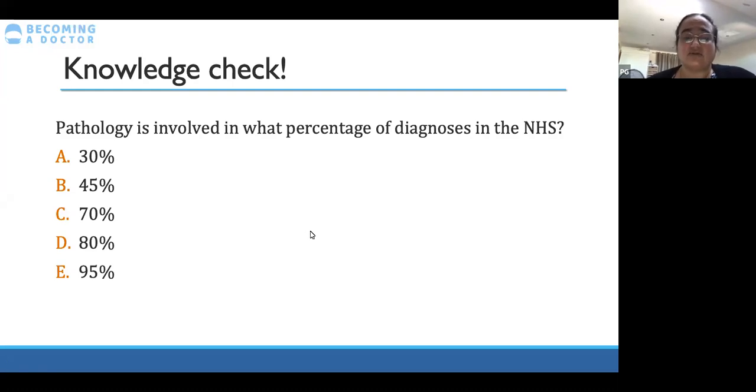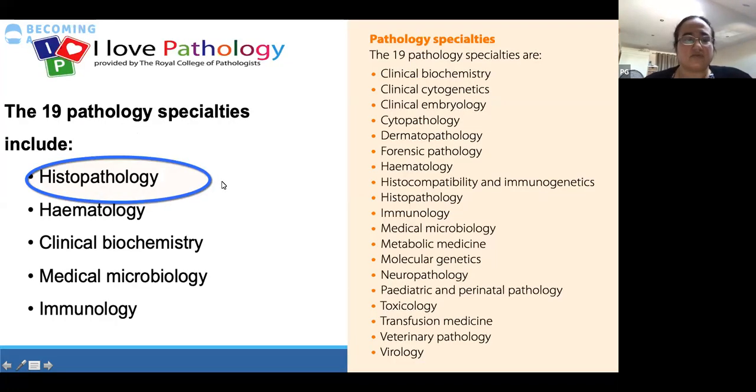Now obviously that includes blood sciences, chemical pathology, microbiology, and histopathology, amongst many others. So that's why that's such a high percentage. If we move on just briefly about pathology, it includes a lot of different specialties. You can see you've got all of these 19 different specialties, of which histopathology is one.